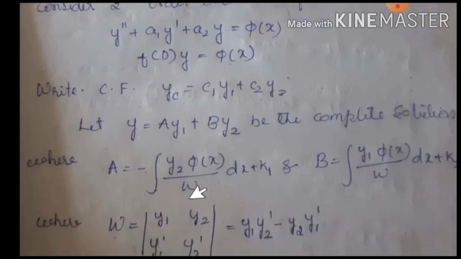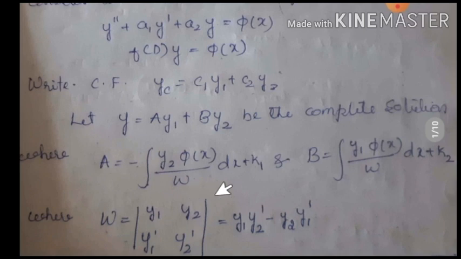What is A? A is minus the integral of y2 phi of x divided by W, with respect to x, plus a constant of integration. Phi of x means the right hand side. y2 is the coefficient of c2 which you obtain from the complementary function. W is called the Wronskian. It is a constant defined for this method as the determinant of y1, y2, which you obtain from the complementary function.